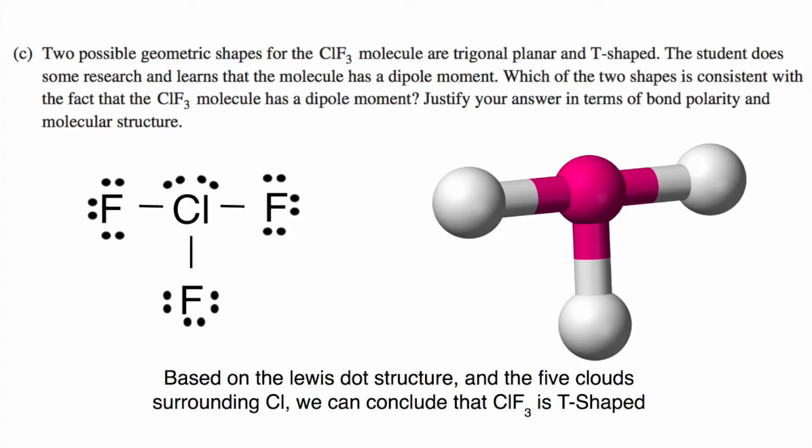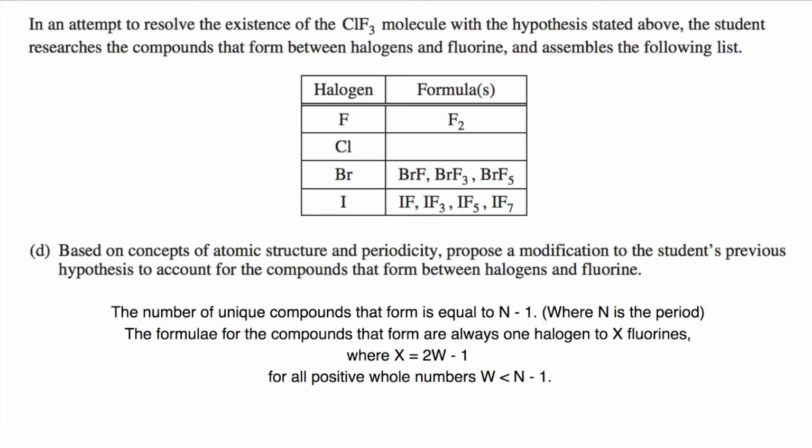In an attempt to resolve the existence of the ClF3 molecule with the hypothesis stated above, the student researches the compounds that form between halogens and fluorine and assembles the following list. Based on the concepts of atomic structure and periodicity, propose a modification to the student's previous hypothesis to account for the compounds that form between halogens and fluorine.